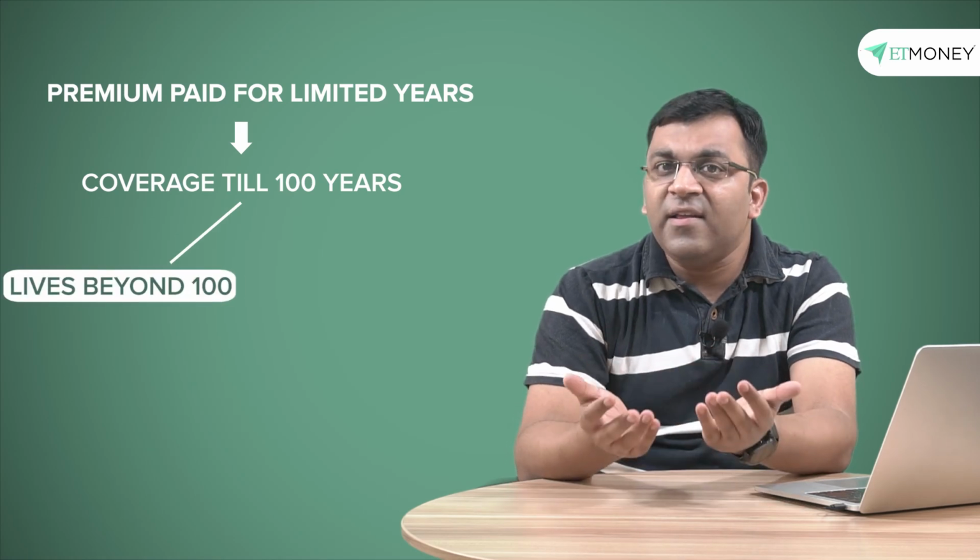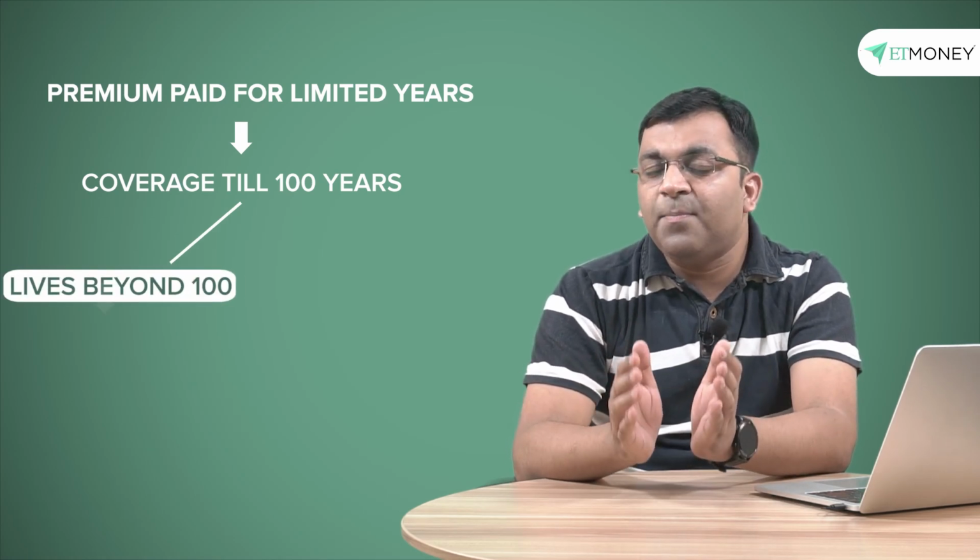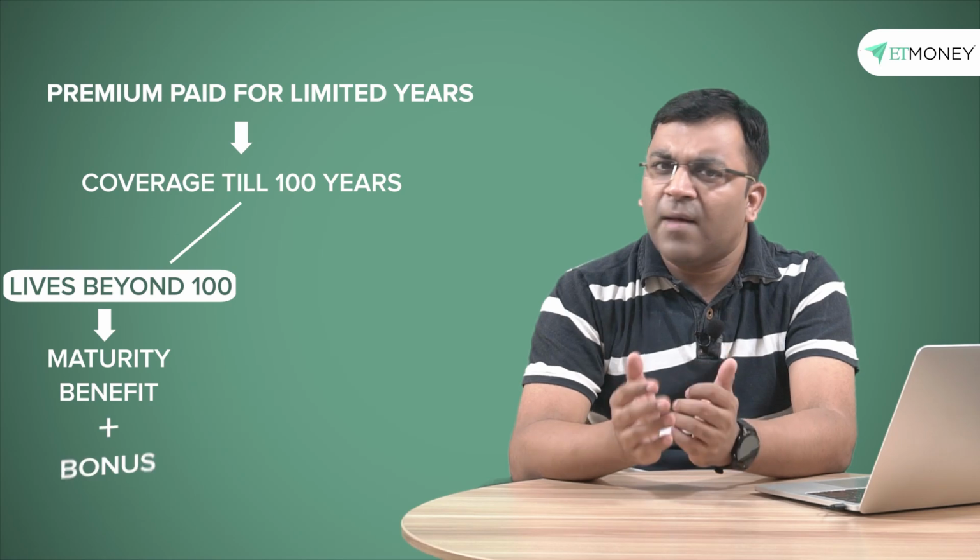Firstly, the policyholder pays premiums for a limited number of years, say 10, 15, or 20 years, but the life coverage continues until the policyholder reaches 100 years. Now, if the policyholder lives beyond 100 years, then he or she is paid the maturity benefits along with some bonus.